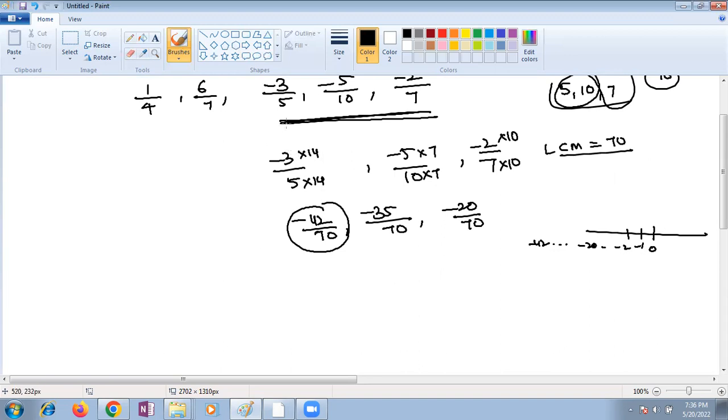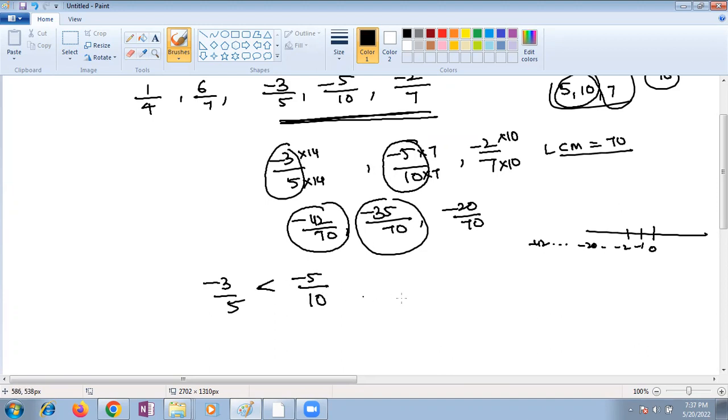So the corresponding original fraction was what, ma'am? Minus 3 by 5. Then minus 35 by 70, the corresponding fraction was minus 5 by 10. Then the last one, minus 20 by 70, the corresponding fraction was minus 2 by 7. Now go to your positive.